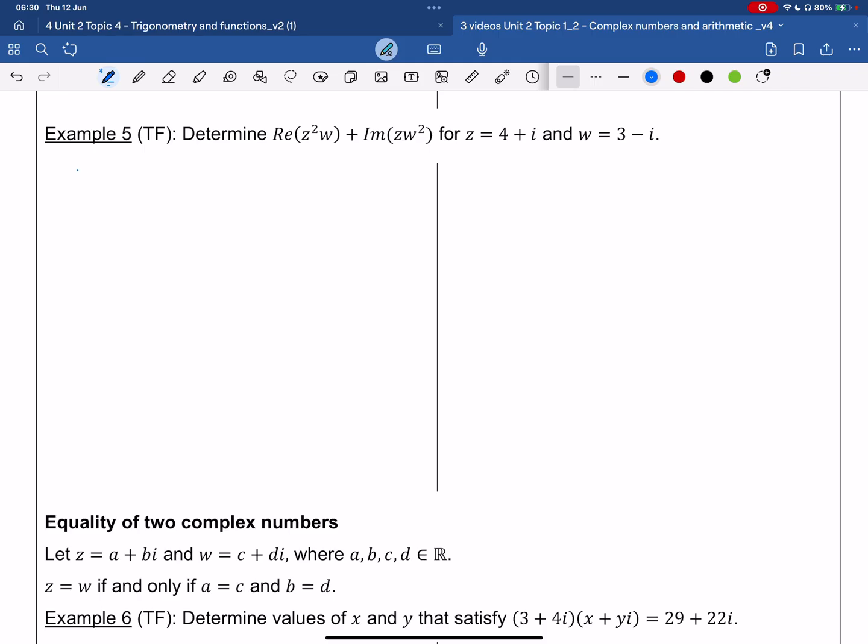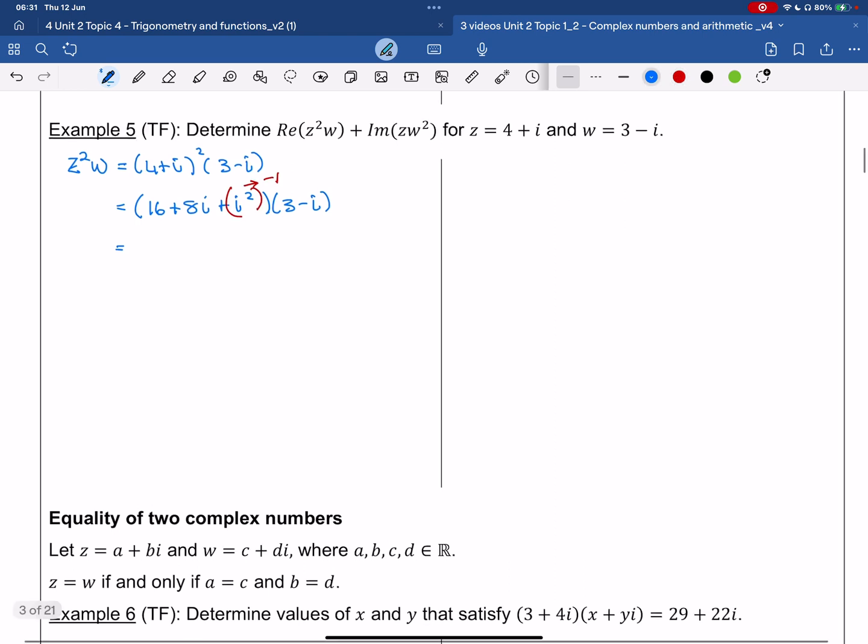All right, so the first thing we're looking for is z squared w, and that's going to be (4 plus i) squared multiplied by (3 minus i). Now, our normal rules for algebra apply, so I can expand that. It becomes 16 plus 8i plus i squared, times (3 minus i). Now, it's a whole lot easier to simplify the i squared before expanding again, remembering that i squared is equal to -1.